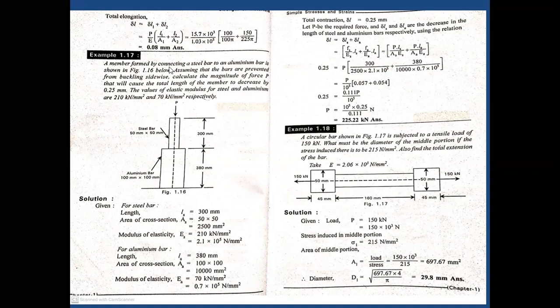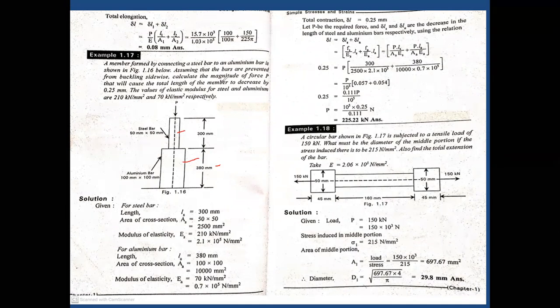Then let us go for the next problem: a member formed by connecting a steel bar to an aluminum bar is shown. This is the steel bar and this is the aluminum bar. The steel bar has dimensions of 50 by 50 mm, and the aluminum bar has dimensions of 100 by 100 mm. The length of the steel bar is 300 mm, and the length of the aluminum bar is 380 mm, as given in the data.